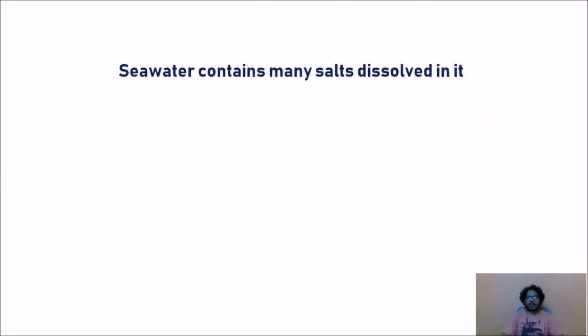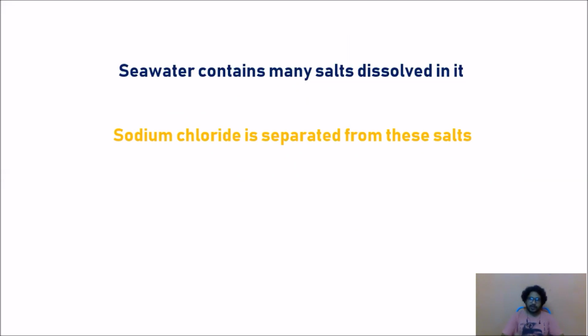Next, we need to talk about one particular salt. Seawater contains many salts dissolved in it. We have different types of salts. Sodium chloride is the most important salt, one of the major salts we get from seawater, and that sodium chloride is separated from these salts.